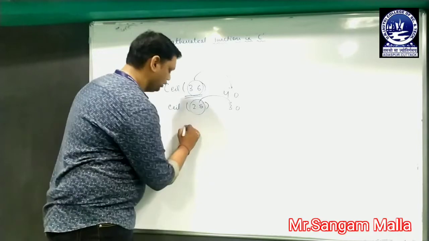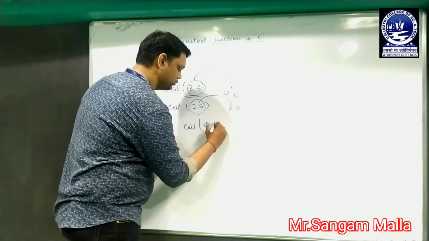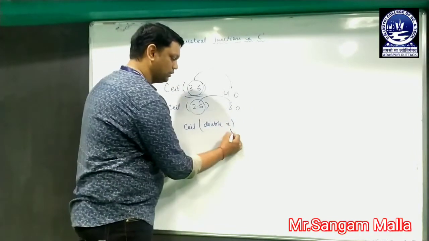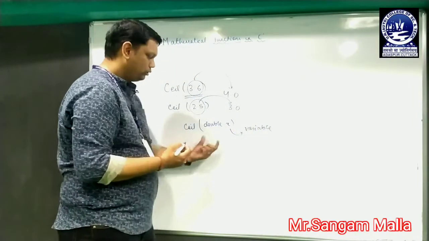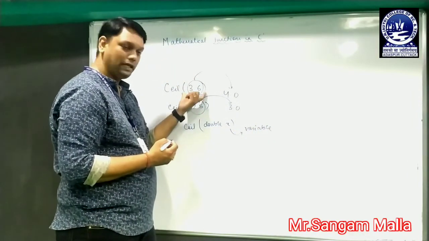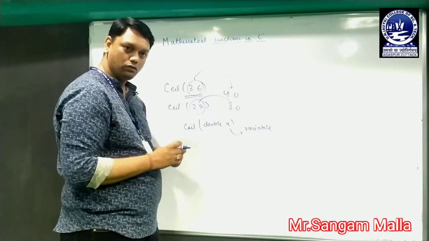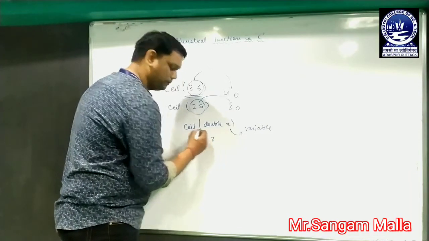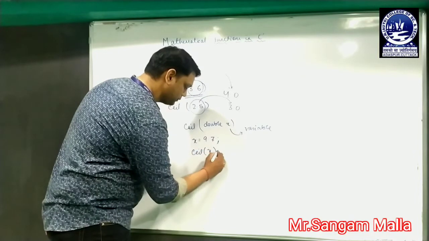The CEIL function will always accept the numbers in double format. So let's say double x. Why am I writing x over here? x stands for a variable. That means I can write a number directly over here, or I can take the help of a variable in order to round off the number. So let's say I have written x equal to 9.7. Then I can write CEIL of x.